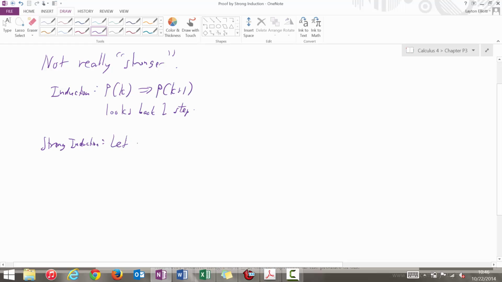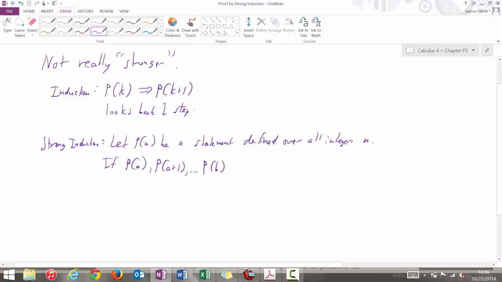Here's the strong induction thing. We let P of n be a condition, or a statement, that's defined over all integers n. Like before, you always look at a base case and you have an inductive hypothesis. The formal definition is if P of a plus 1, all the way up to P of b are true for integers a less than or equal to b, and a equals b is the actual regular induction. But if there's more than one, we can do it.